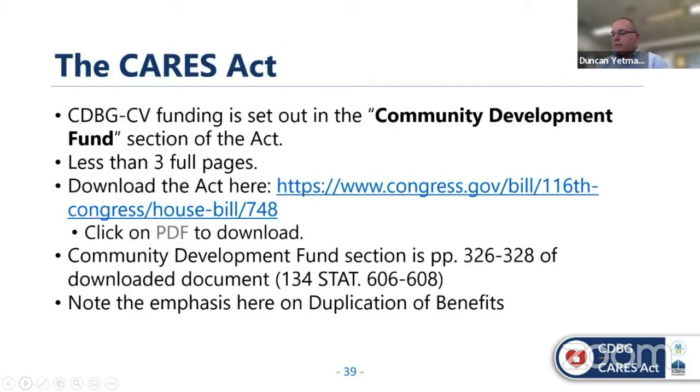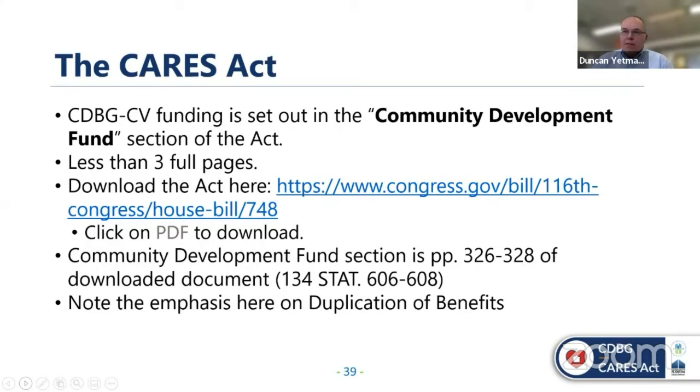Obviously, the CARES Act. The Community Development Fund section of the CARES Act, wherein CDBG-CV funds are outlined, is less than 3 full pages. In addition to reading Chapter 2 of the CPD Monitoring Handbook, you should read the Community Development Fund section of the Act. Again, less than 3 full pages. Click on that link. Click on the PDF to download it. There's the reference as to which pages it is. You can find the Community Development Fund section within the Act.